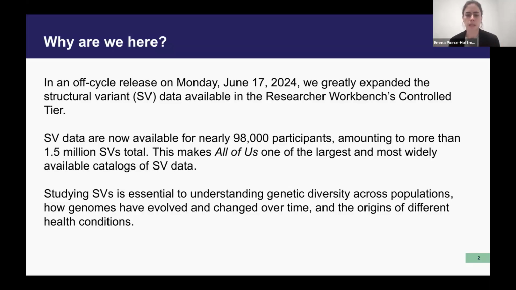And from all of those participants, we were able to discover about 1.5 million structural variants. So those numbers make All of Us one of the largest and most widely available catalogs of SV data. It's really exciting both for the program and for the field in general, because studying structural variants is essential to understanding genetic diversity across populations, how genomes have evolved and changed over time, and the origins of different health conditions. So we're really hopeful that this new data will provide increased power to do all of those analyses.